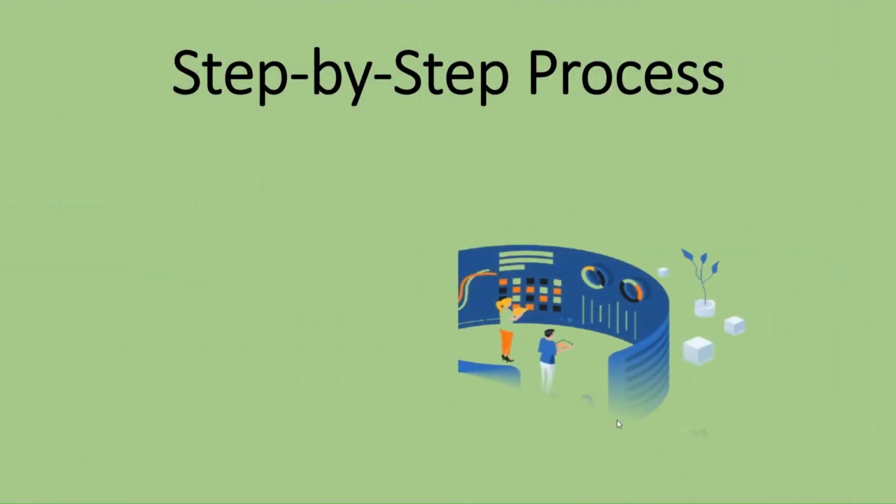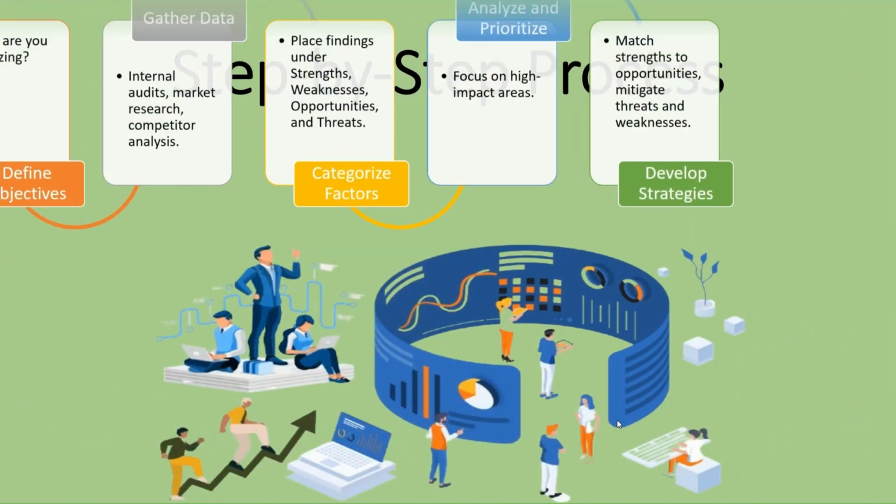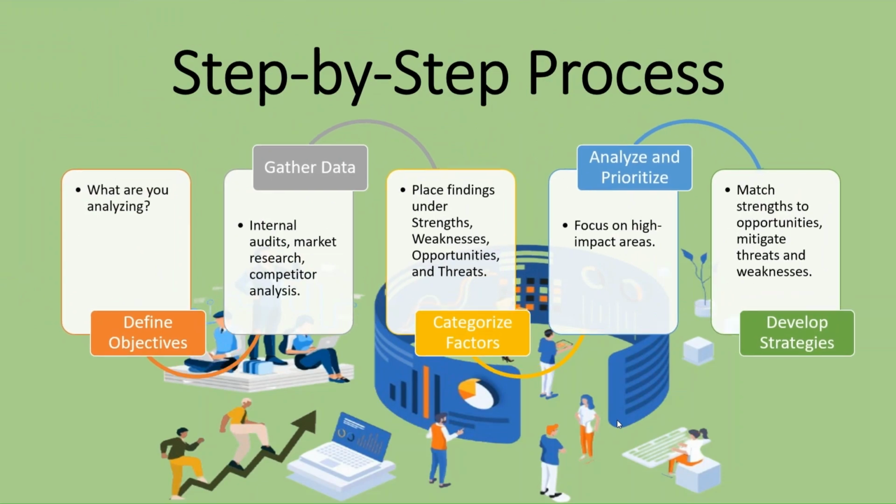Conducting a SWOT analysis involves 5 key steps. First, define objectives. Clearly outline what you are analyzing, such as a project or business goal. Next, gather data through internal audits, market research, and competitor analysis to get a comprehensive view. Then, categorize factors by organizing your findings under strengths, weaknesses, opportunities, and threats.